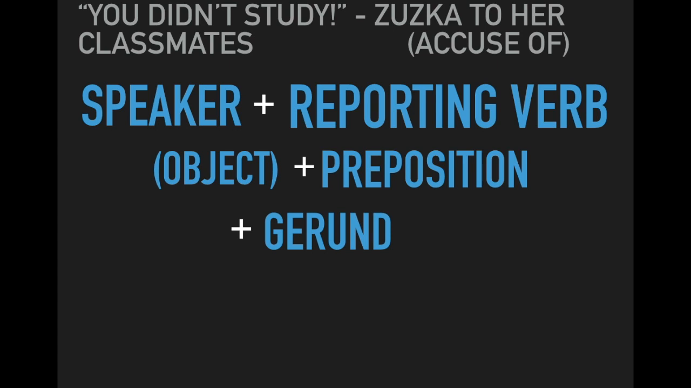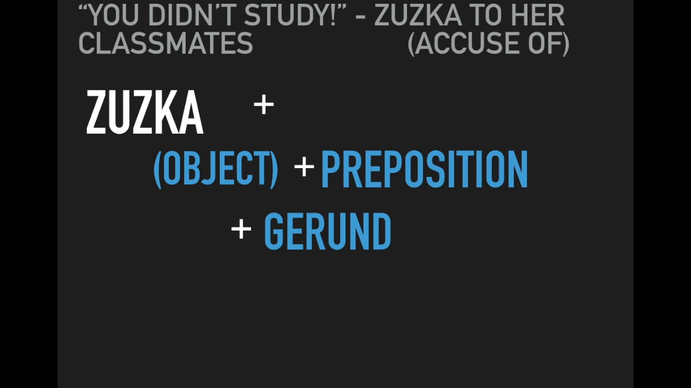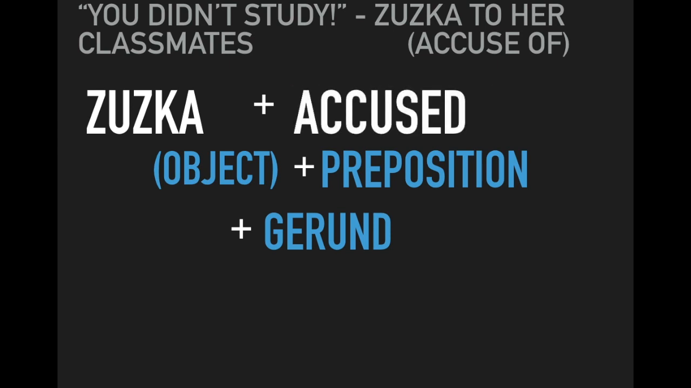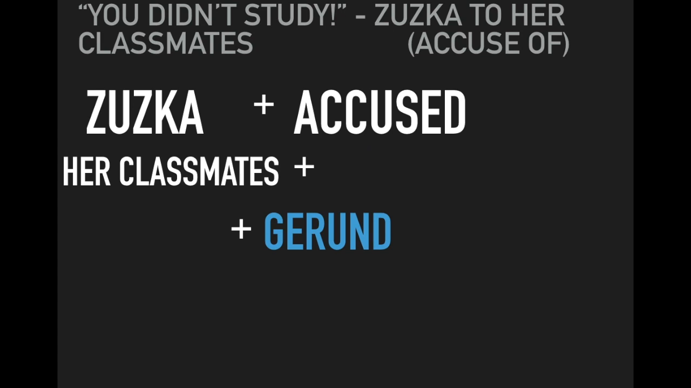Okay, so the easy part is our speaker. Zuzka is speaking, so she's our subject. And we still take the reporting verb. So I'm going to make the accuse into the past tense. Accused. Now, in this case, we do have an object. And the object is the person being spoken to, or the people in this case. So the object is her classmates. And then I put the rest of the phrasal verb, so the preposition of. Zuzka accused her classmates of.